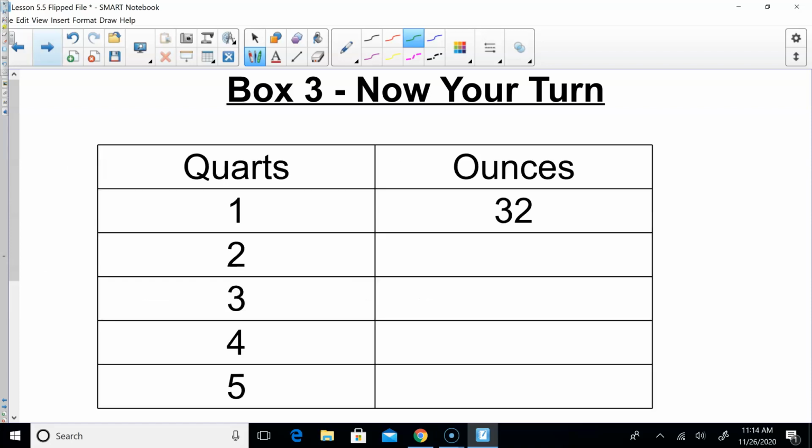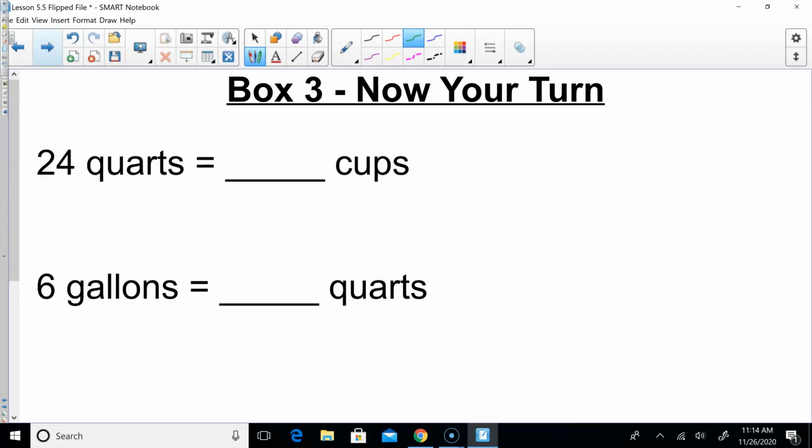Here's now with liquid volume in the customary unit, going from quarts to ounces. So we're going to fill out this chart as well. And last but not least, we have 24 quarts equals how many cups, and 6 gallons equals how many quarts. So pause the video, show the relationship, show your work, show your answer. I look forward to seeing all your great conversions in the customary units.